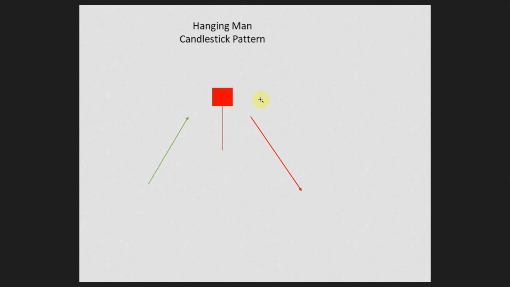Important to know, the psychology behind this candle formation is that the price opened and sellers pushed down the prices. Suddenly, the buyers came into the market and pushed the prices up but were unsuccessful in doing so as the prices closed below the opening price.